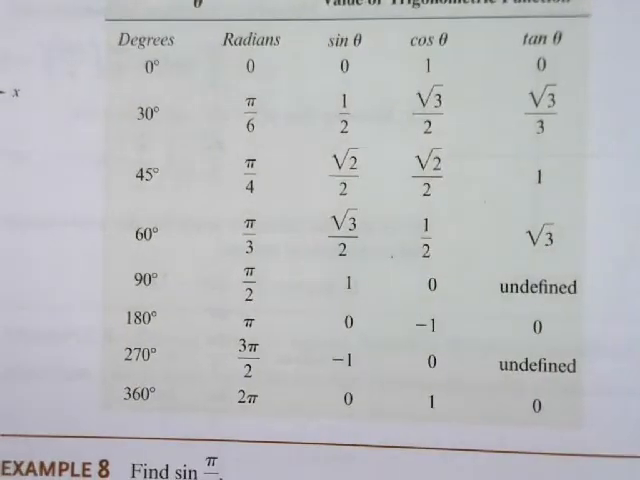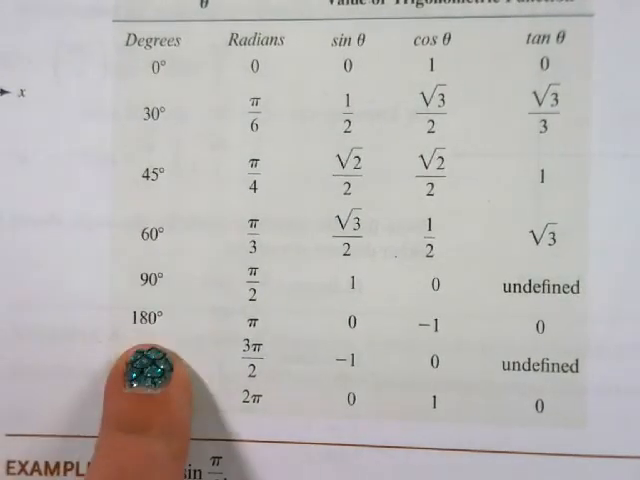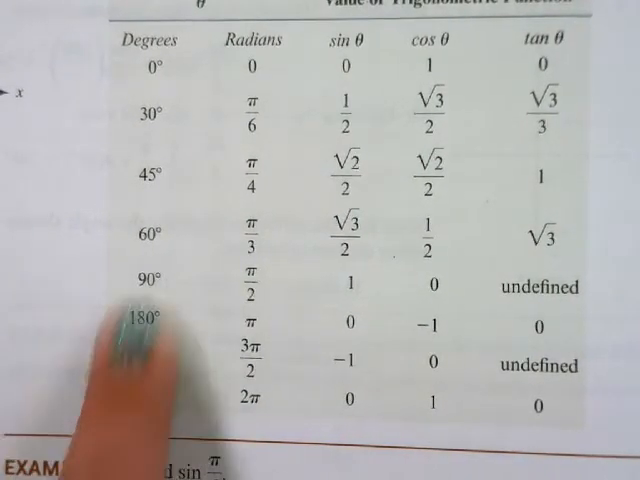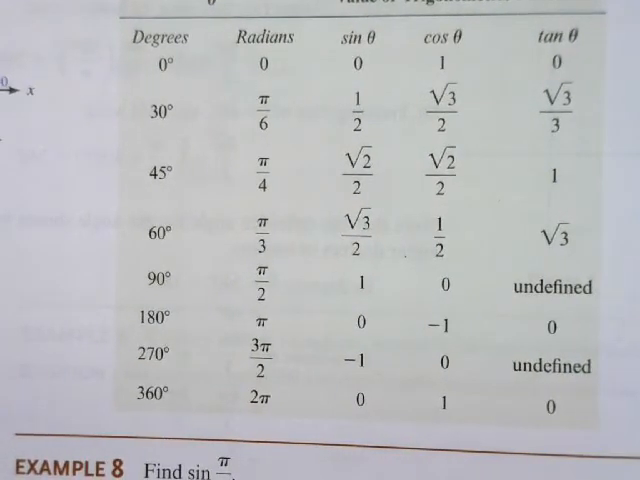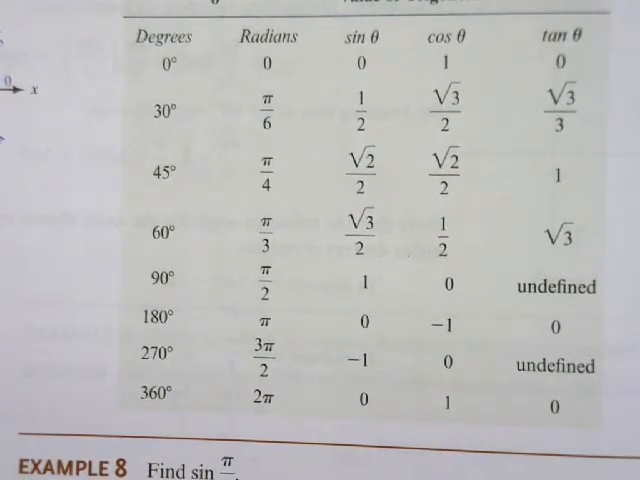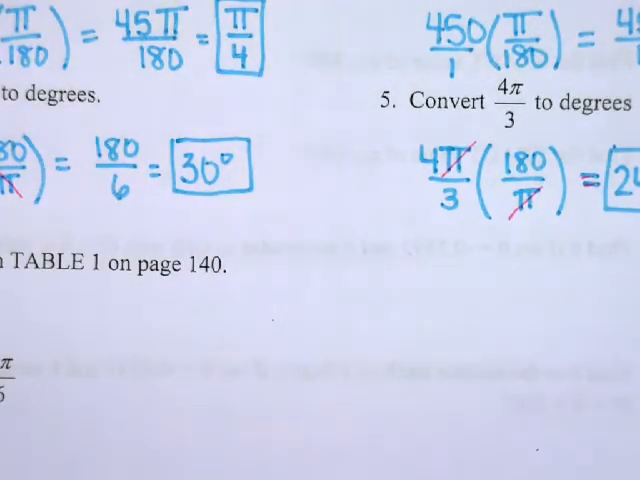So if you don't have your exact value chart, you can find it on page 140. It also goes a little bit past it. It goes to 180, 270, and 360. Remember, the other ones we can find with our reference angles, just like we did. Okie dokie? All right, so let's keep that in mind, and let's see what number 6 says. Number 6 says find 4 times the sine of 7 pi over 6. Well, I don't know about you, but 7 pi over 6 sounds a little foreign to me. Does it sound foreign to you too?